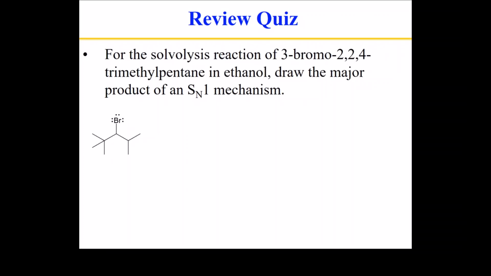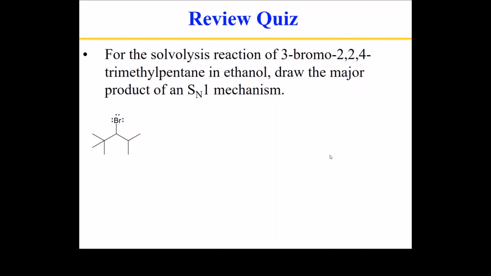Let's start today with a practice problem. This question asks you to think about the solvolysis of 3-bromo-2,2,4-trimethylpentane in ethanol. And so that's this compound right here. And you want to draw the major product of an SN1 solvolysis mechanism. So at this point you should pause the video and try to show that mechanism and that major product, and then restart the video when you're ready to see how you did.